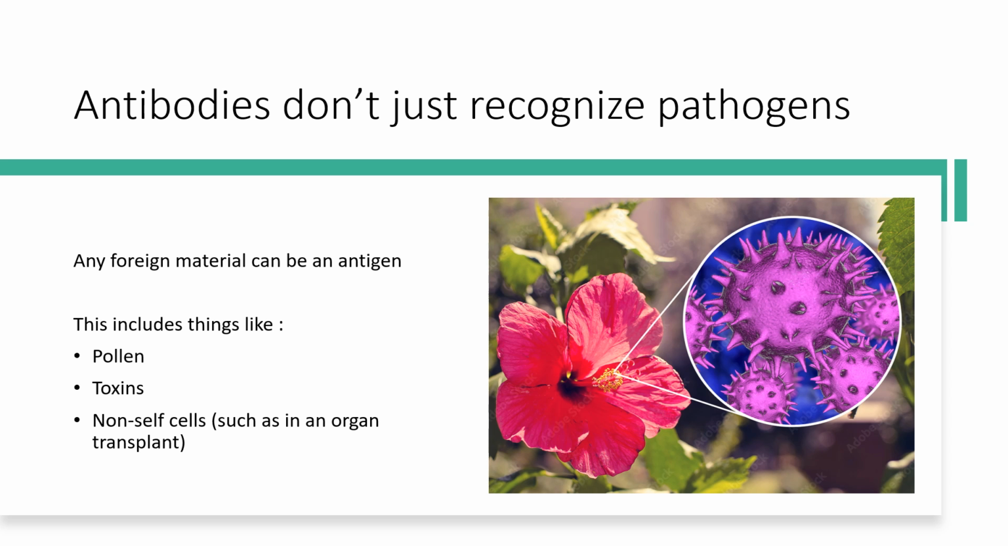But antibodies don't just recognize pathogens. They can recognize all sorts of foreign material in the body. This includes things like pollen, toxins, and non-self cells. So your immune system may develop antibodies to pollen, causing you to have an immune response to that pollen. Or if you get an organ transplant, the immune system may recognize those cells as not being part of your body and attack them.